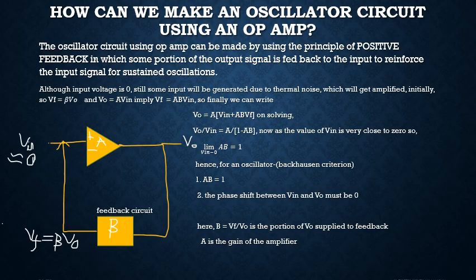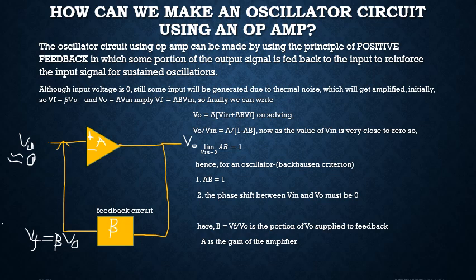Now, how can we make an oscillator circuit using an op-amp? The oscillator circuit using op-amp can be made by using the principle of positive feedback, in which some portion of the output is fed back to reinforce the input signal for the sustained oscillation. For example, if we initially apply a very small input voltage, then some portion of the output will be sent back to the input, and the input voltage will be reinforced. So there will be sustained oscillations at the output side.